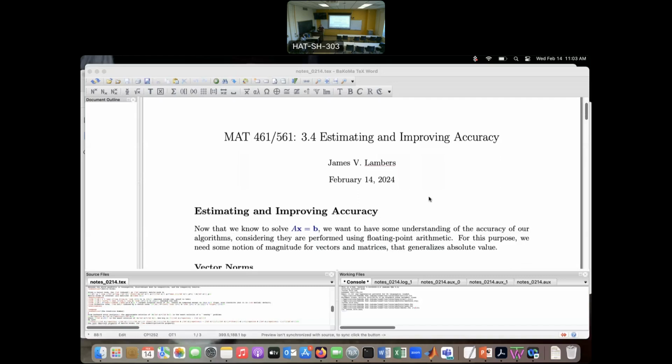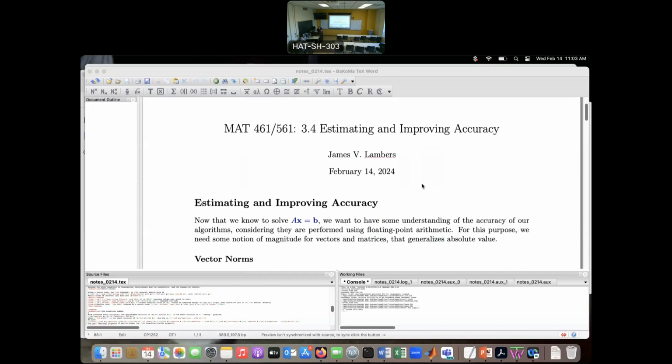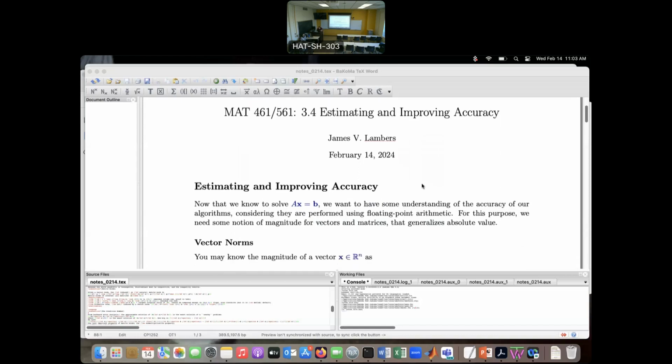Okay, so since we're trying to quantify error in the computed solution to Ax equals b, we need a notion of magnitude of a vector. And since we're dealing with matrices, having a notion of magnitude of a matrix is also going to be important. So, I'll start with getting into norms.